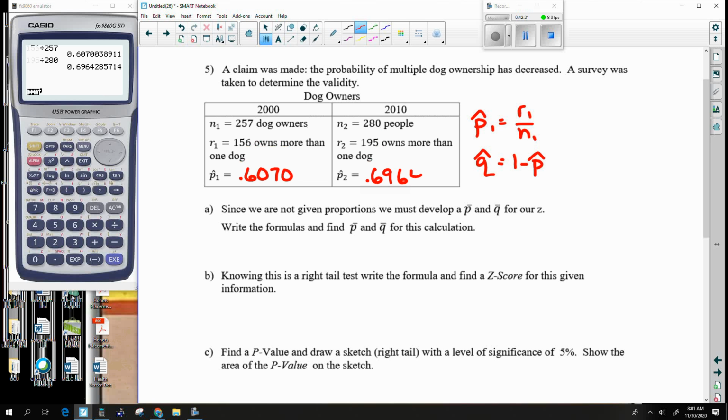Okay, so we have those out of the way. All right, since we are not given proportions, we must develop a p bar, q bar for our z, so write the formulas for p bar and q bar for this calculation. All right, so p bar is r1 plus r2 divided by n1 plus n2. If you have fraction capabilities, that's awesome. If not, what you have to do is use parentheses. That's how I have to type it in my calculator.